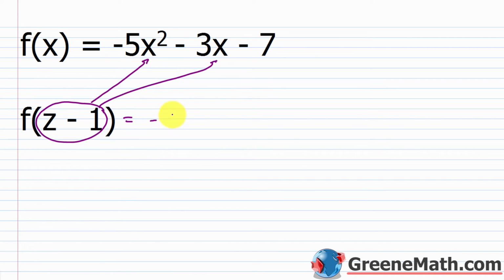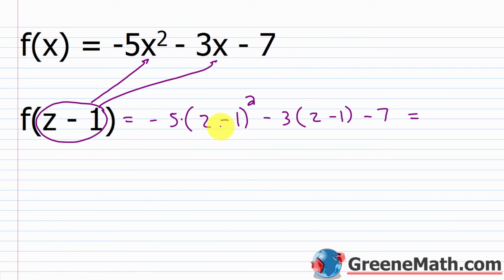So I would have negative 5 times, I'm going to put this inside of parentheses because I want to multiply by this squared. So z minus 1, that quantity has to be squared and then multiplied by negative 5. Then minus 3 times this quantity, z minus 1. Again, use parentheses, minus 7. So we know how to do this quickly. We use our special products formula.